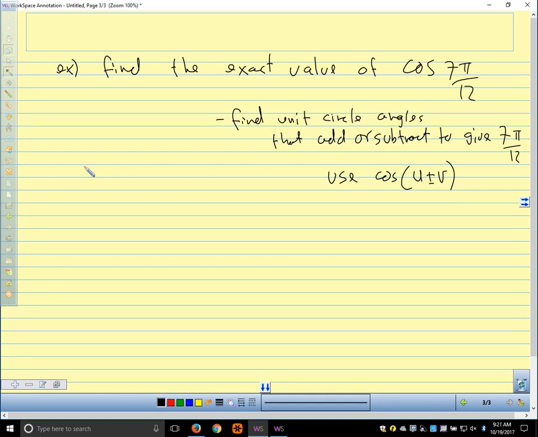All right. So for this one, the challenge is figuring out how we're going to split up 7 pi over 12. So what are our denominators for our unit circle angles? 3, 4, and 6 are denominators, and 2. So can we combine 3 and 4 in a nice way to give us 7, and get a common denominator of 12?